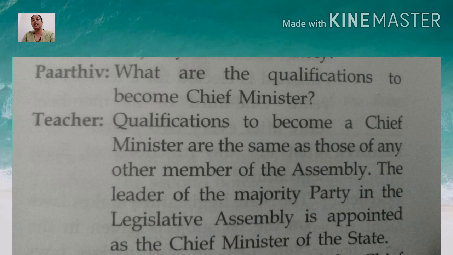The leader of the majority party in the legislative assembly is appointed as the chief minister of the state. Who is appointed as the chief minister? The leader of the majority party, meaning the winning party, in the legislative assembly is appointed as the chief minister of the state.